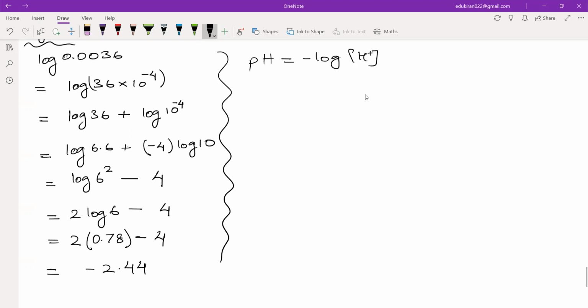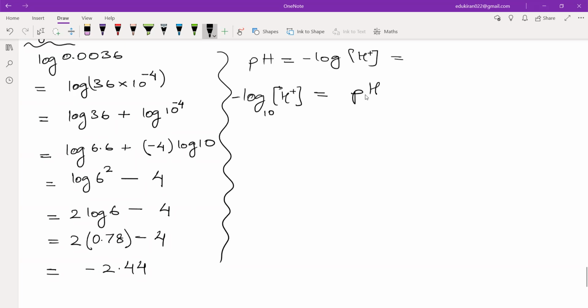Now, you can see that this will be equal to some value. Now, they are going to ask you what is the concentration of H3O plus. So let me write it like this: minus of log of H plus is equal to pH. So this is power of base 10, right?